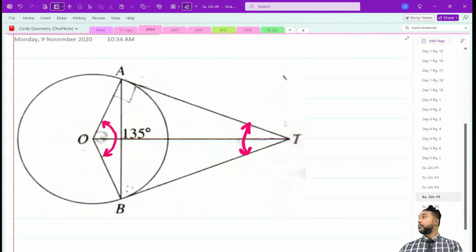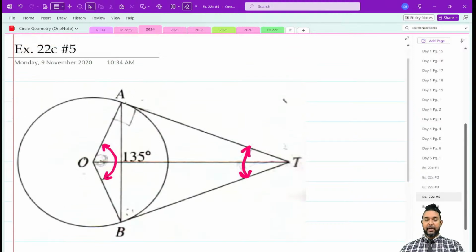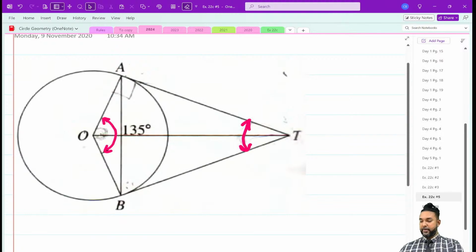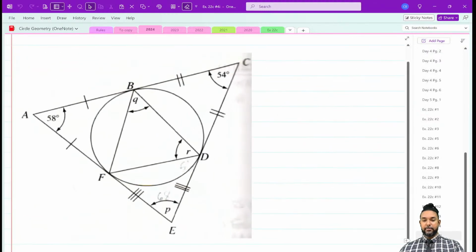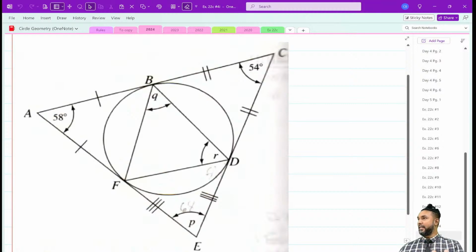Oh, sorry, the angle at T. Yeah, sorry guys, it wasn't marked on the question, but you're finding the angle at T, the whole angle. This is number 5. Number 4 was a very different question. 135 is the answer for 4. Yeah, that's correct, this was question 4. So I figure we come to that later.